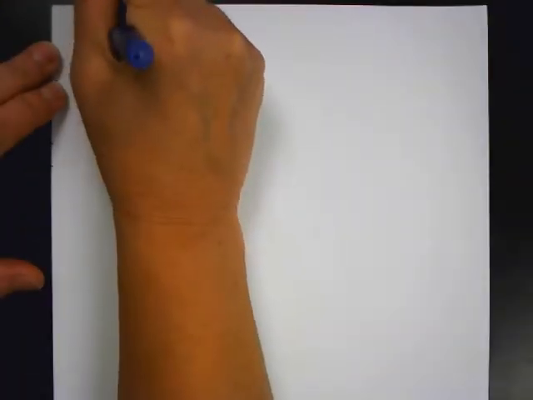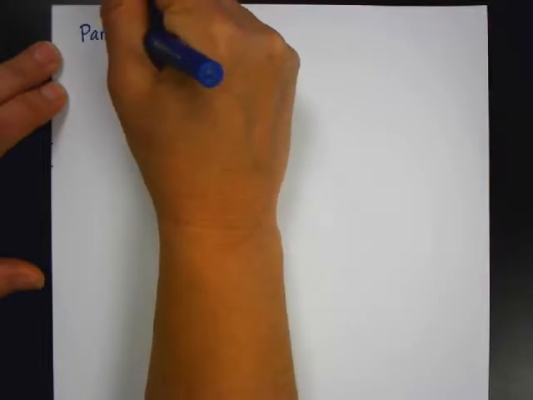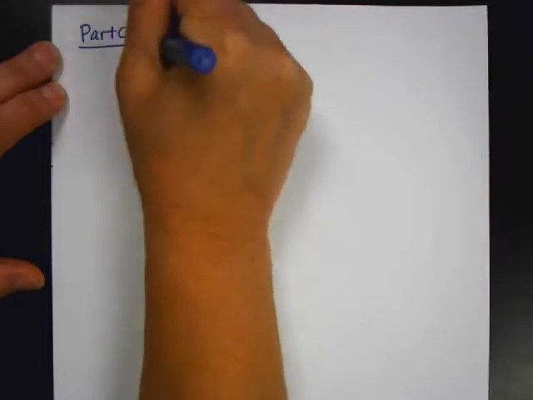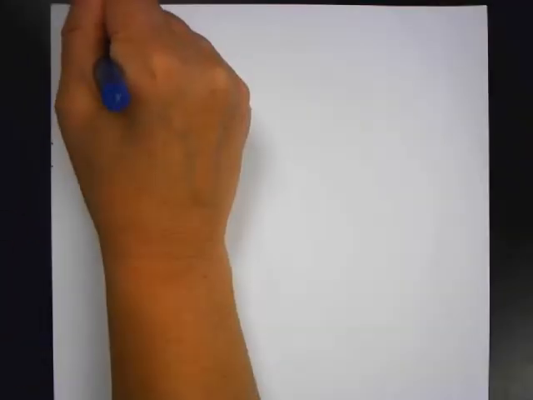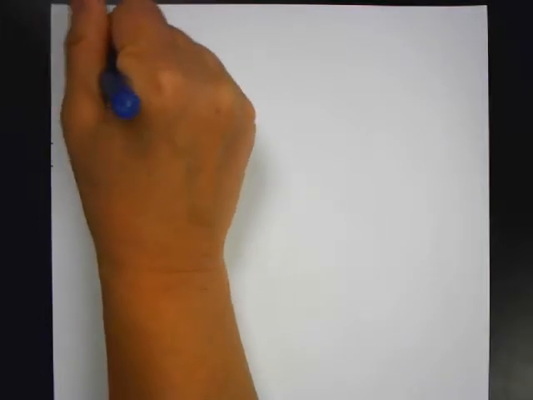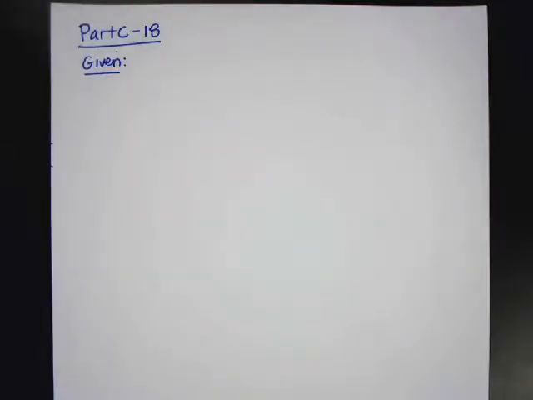Today we're doing momentum in 2 dimensions, conservation of momentum. So we're doing part C, and we're doing problem 18. I'm going to do like I always do. I'm going to write my given and my find. But in this problem it's going to be a little bit different because we're going to have 2 pictures.